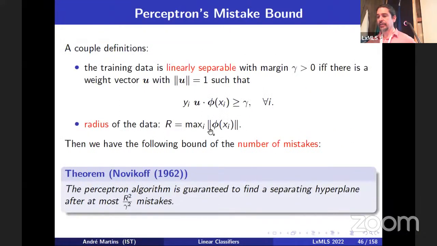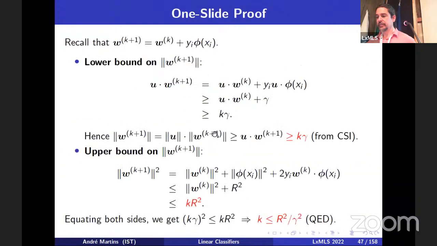Okay, we know that the norm of phi of xi is going to be less than or equal to R. So basically you get this: the squared norm of w_{k+1} is less than or equal to the squared norm of w_k plus R squared. And again, if you iterate this k times, we get that this is upper bounded by k times R squared. Even if you didn't follow this part, the rest is straightforward.